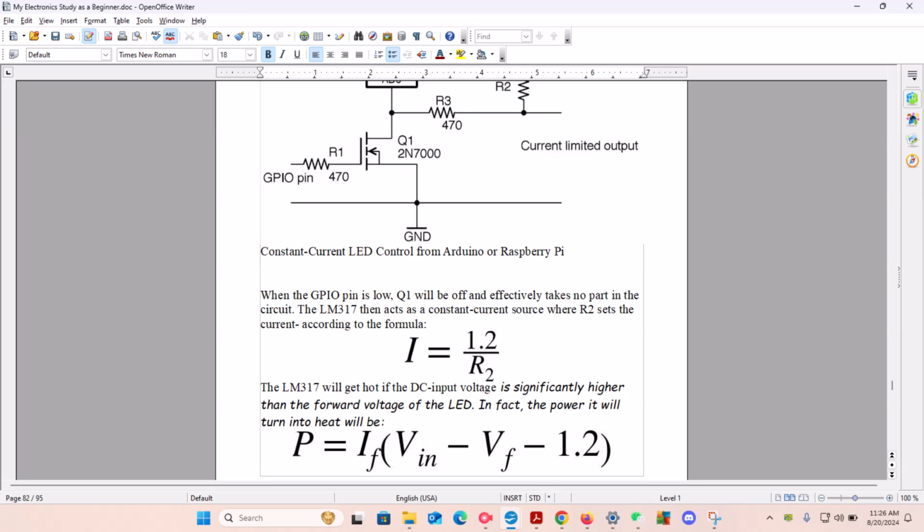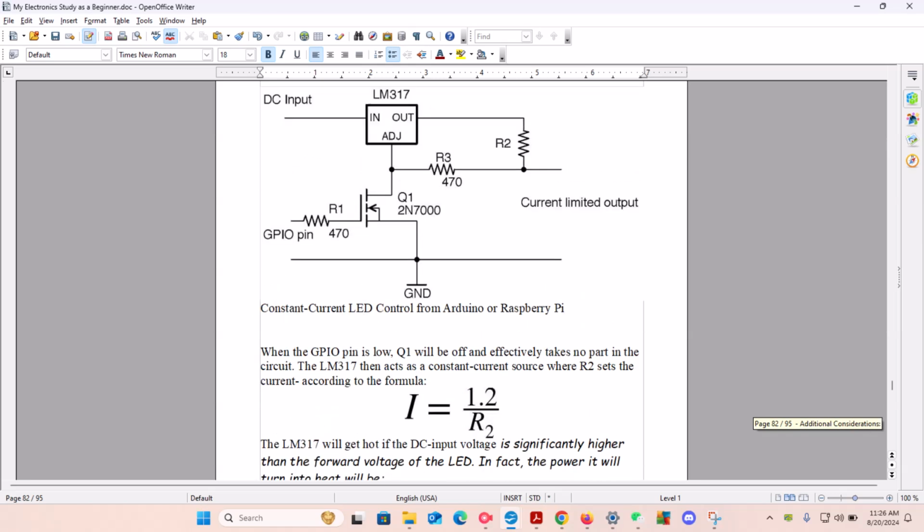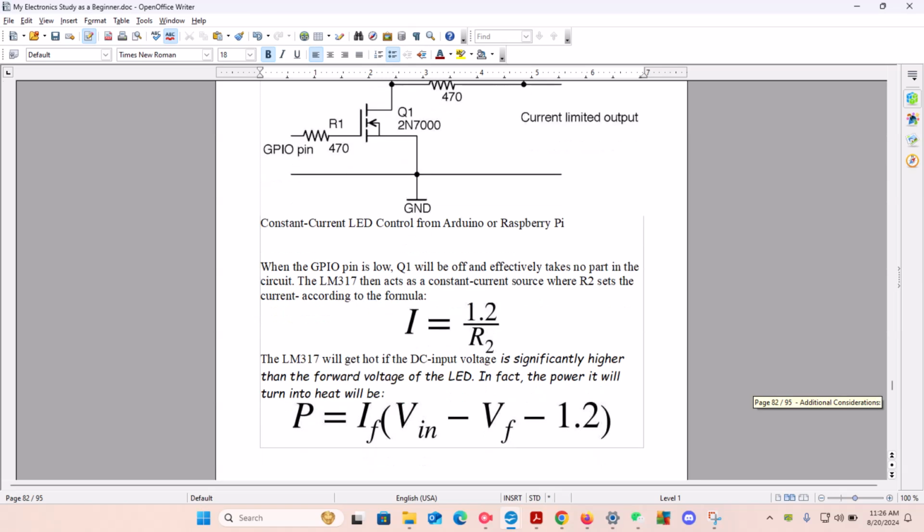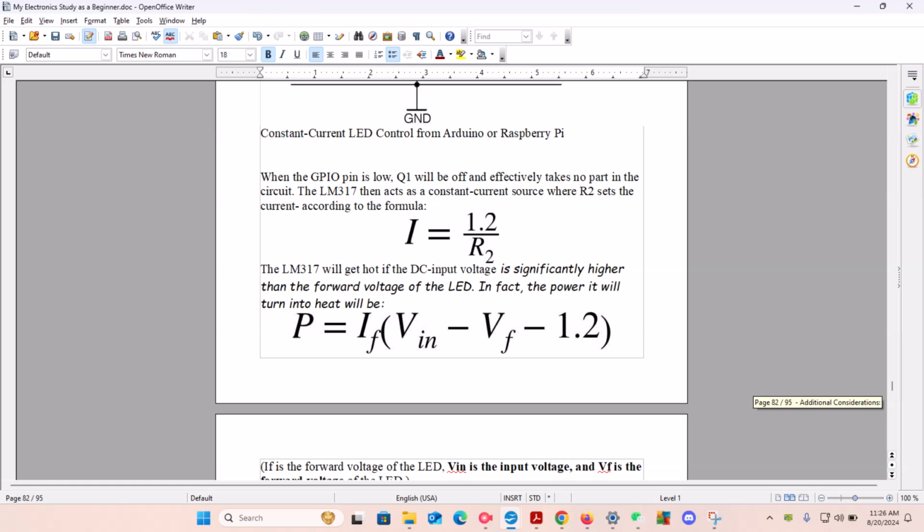Now the LM317 will get hot if the DC input voltage is significantly higher than the forward voltage of the LED. That would be voltage in. In fact, the power it will turn into heat will be, and this is a general formula, capital P, there's lowercase p and capital P. Most of these are capitals by default. So capital P equals capital I, so power equals current, subscript F, in terms of voltage in.